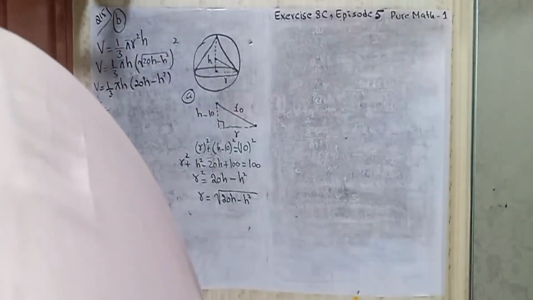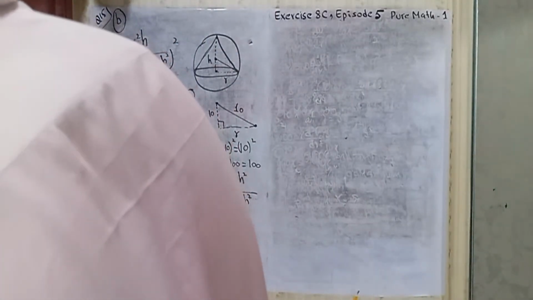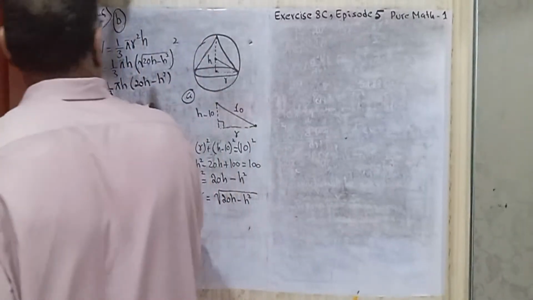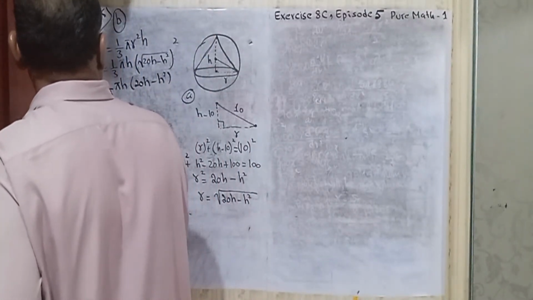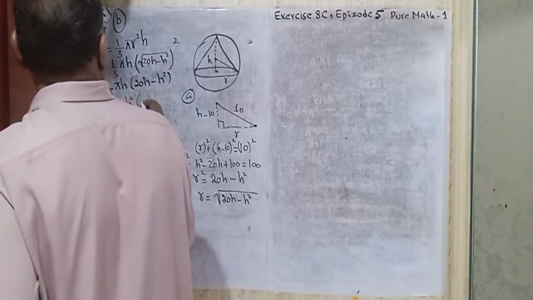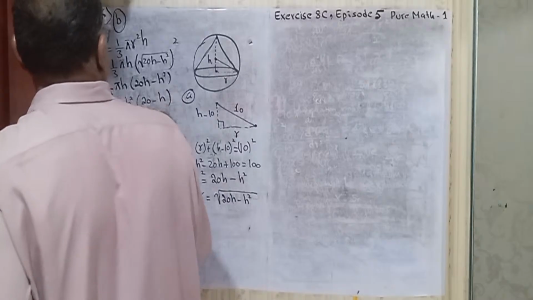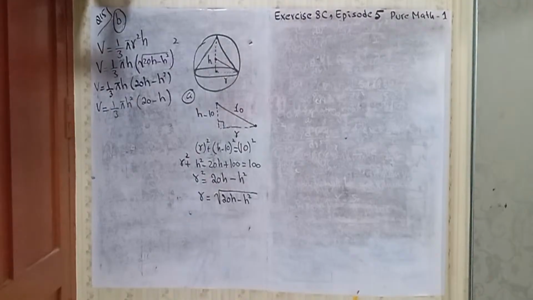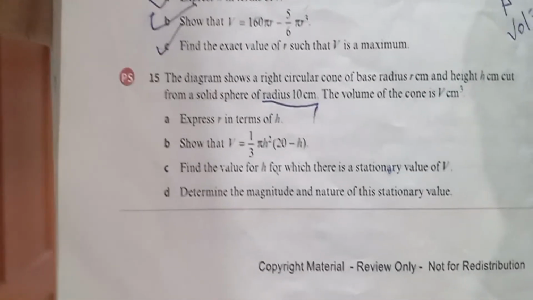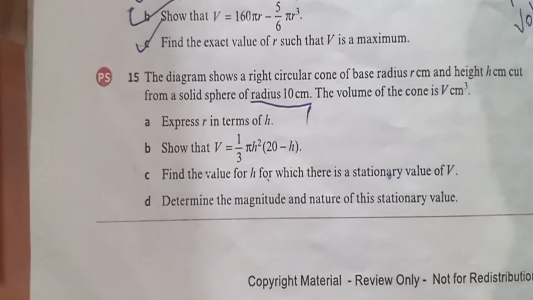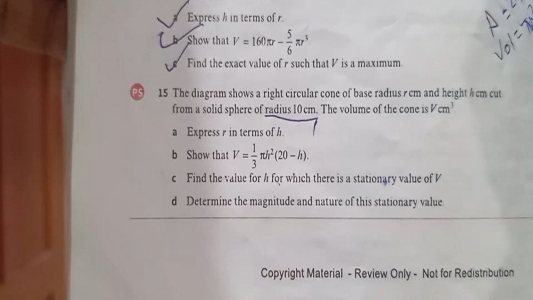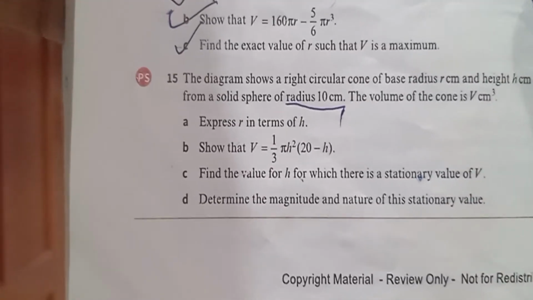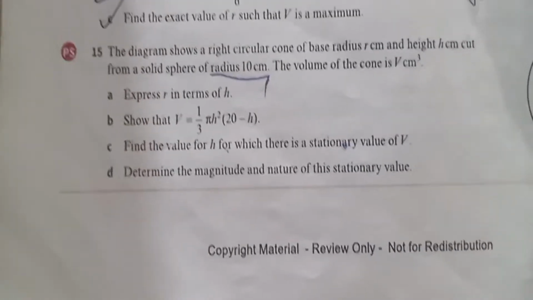You can take h common from these two. So you will have 1 by 3 pi h square into 20 minus h. We take h common from these two. So this is what they ask us to show, that the volume is equal to 1 by 3 pi h square bracket 20 minus h. This is their B part.